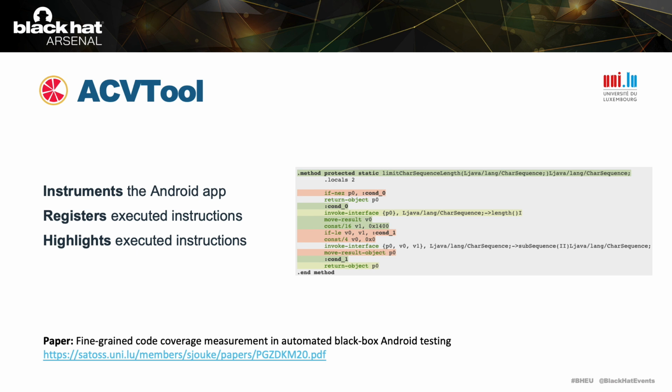Basically, ACVTool is tracking execution code of bytecode instructions. Initially, we planned using it to improve automated testing tools. It turned out bytecode instrumentation was a really challenging task, resulted in a standalone tool. The research behind ACVTool was published in a top software engineering journal.